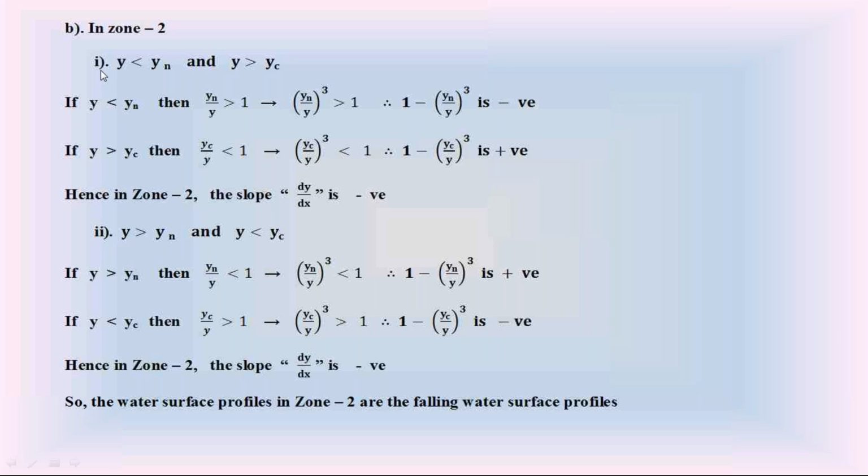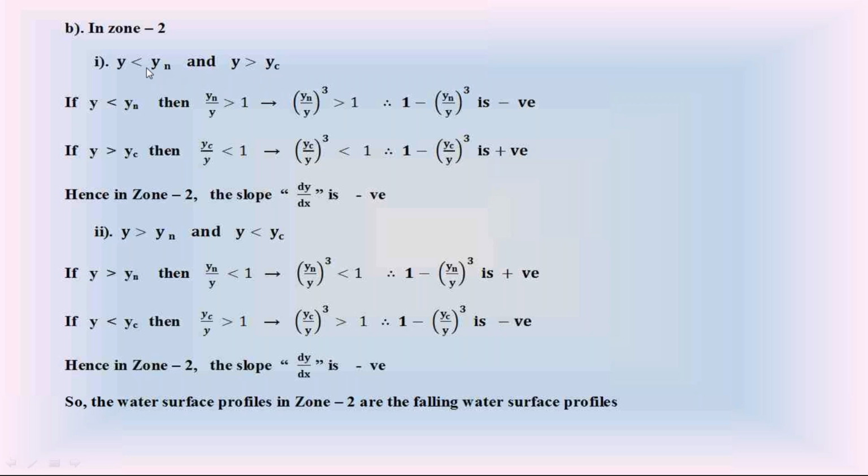So check these two conditions in zone 2. These two conditions indicate the depth of flow y is in between normal depth and critical depth. In this zone 2, first condition, the depth of flow y is less than the normal depth, but the depth of flow y is greater than the critical depth. So here the depth of flow y is in between the normal depth and critical depth.